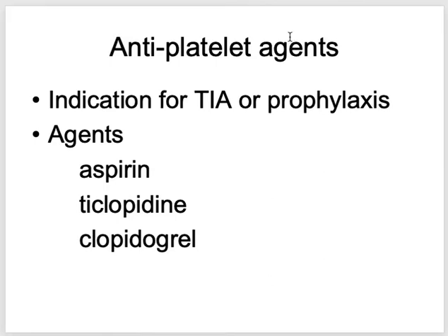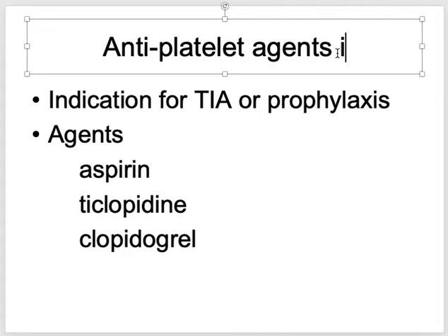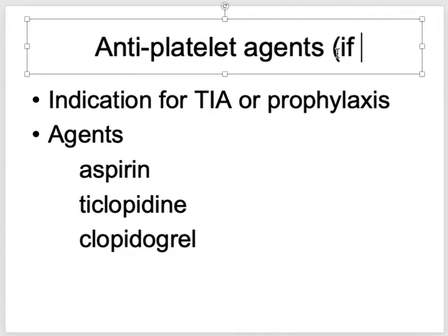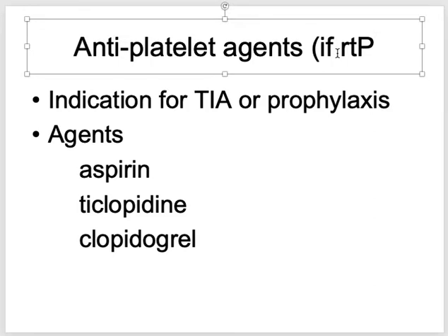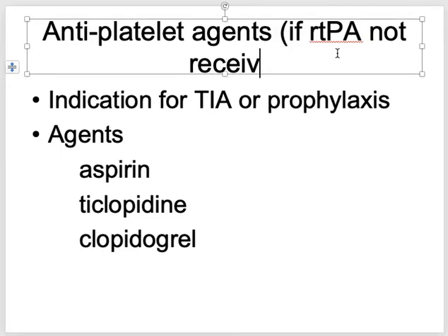I'm talking about antiplatelet therapy. The indication is TIA prophylaxis, and the agents we use are aspirin, clopidogrel, or ticlopidine. Guys, the important thing to remember about this one: antiplatelet agents should only be given if rtPA was not received. This is a very important point. Otherwise, we don't give them.